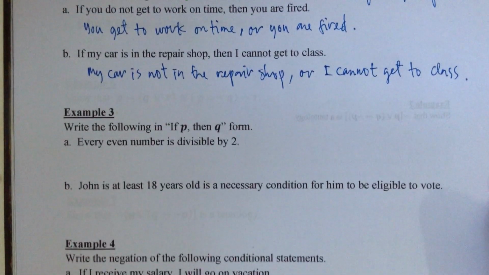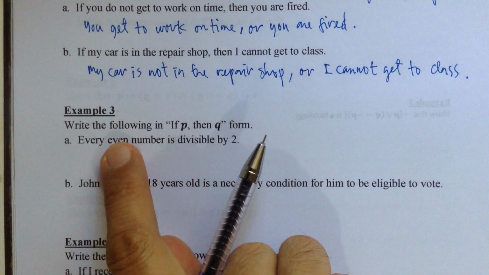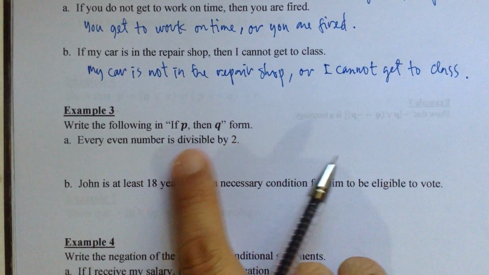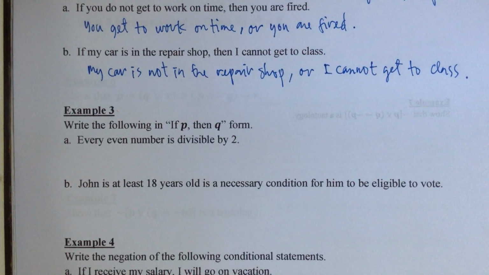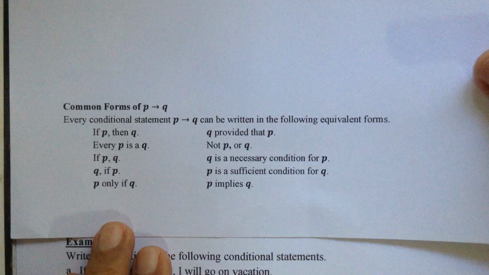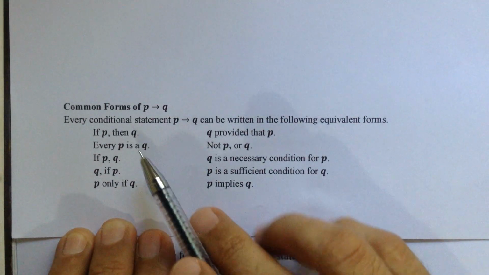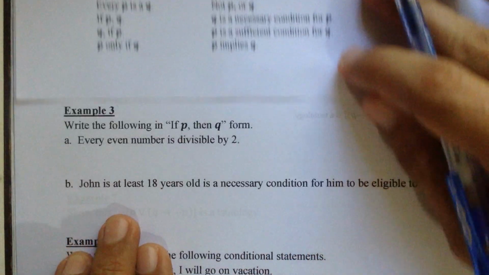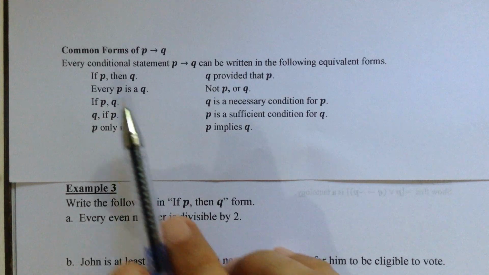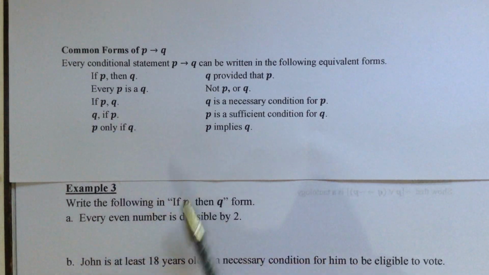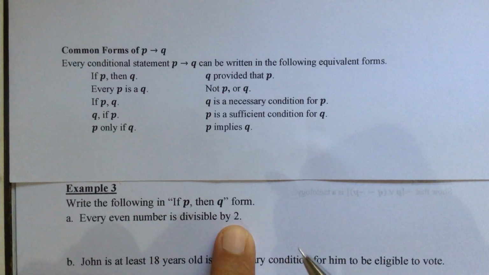Next example. Write the following in if P then Q form. Okay, this is actually that part in the handout where the if P then Q has some common forms. Let me show you that part of our handout. Okay, these are some common forms of P implies Q. And for this particular problem, example number 3, it uses every, and this is similar to this one, right? Okay, so every even number is divisible by 2 in if then form.